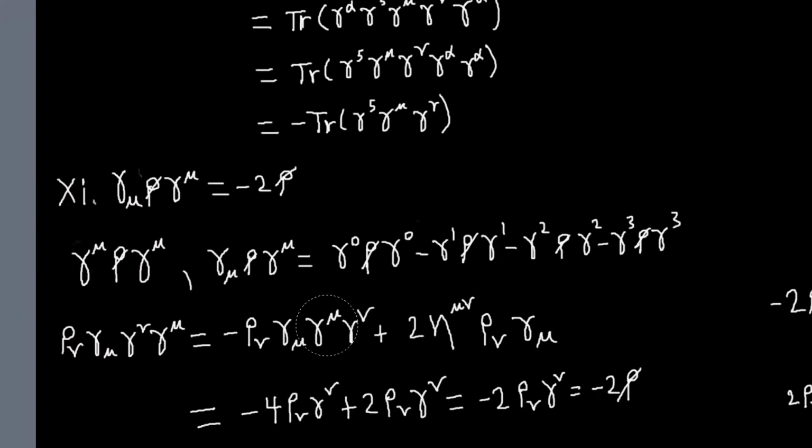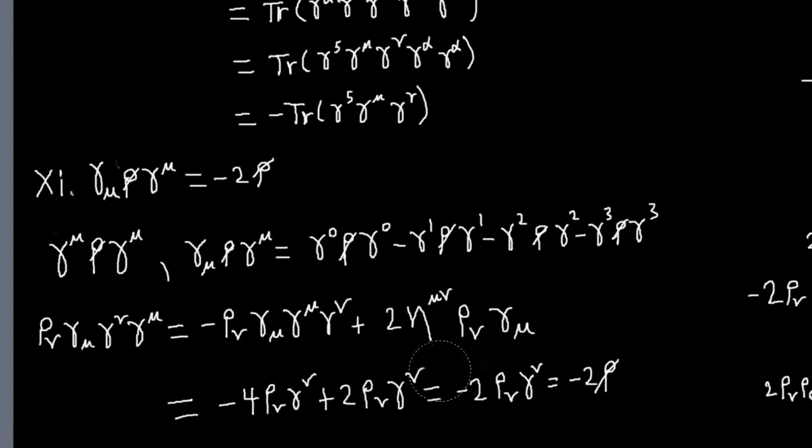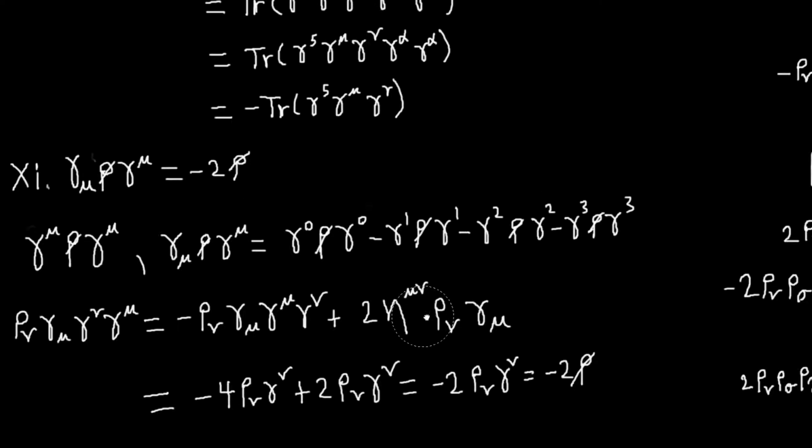And so gamma mu gamma mu will just be gamma 0 squared minus gamma 1 squared minus gamma 2 squared minus gamma 3 squared. And that will be 1 minus -1 minus -1 minus -1. So I get a 4. So that gives me 4 p mu gamma mu, or -4 p mu gamma mu. And then once I've raised this thing here, that's 2 p nu gamma mu. And so I end up with a net -2 p slash.